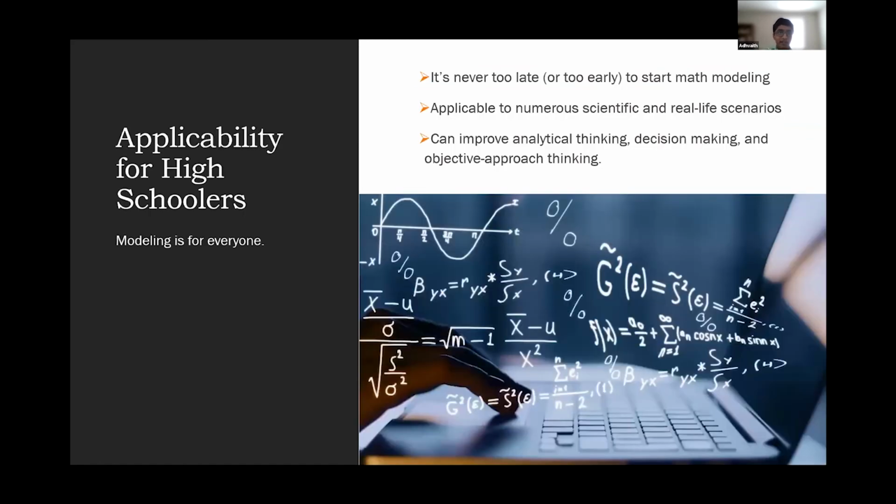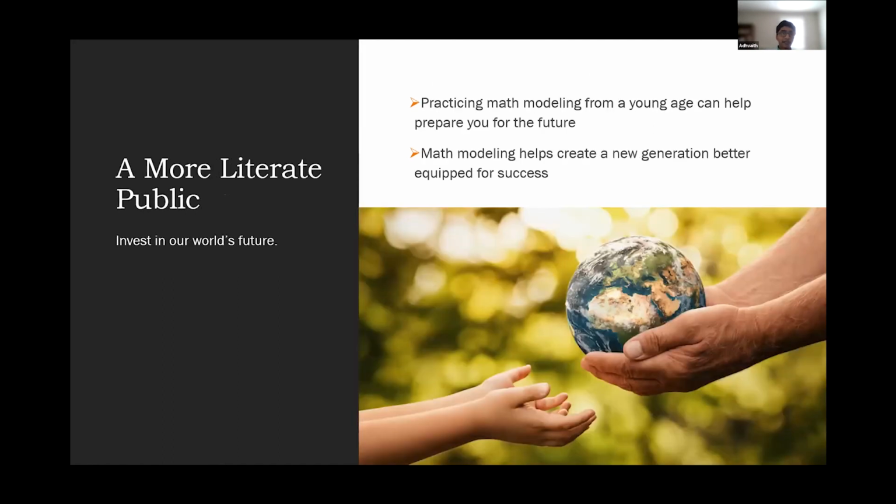I'll briefly touch on the applicability for high schoolers. Math modeling is definitely very helpful to implement into a high school curriculum, and it's never too early or too late to start. It's applicable to numerous situations and can help improve decision-making processes for important decisions, as well as improve analytical thinking skills. And finally, practicing math modeling from a young age can help prepare you for the future. It can help equip a new generation better prepared for making important decisions, such as the switch to renewable energy that Bhanu discussed previously.